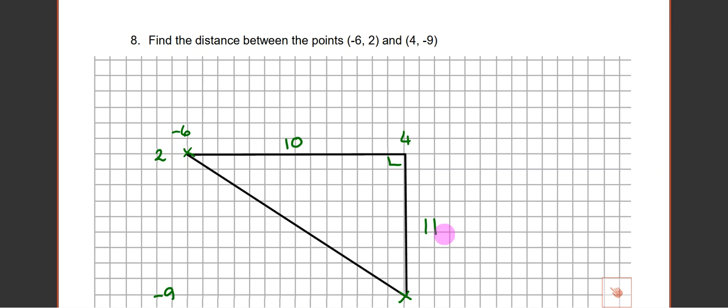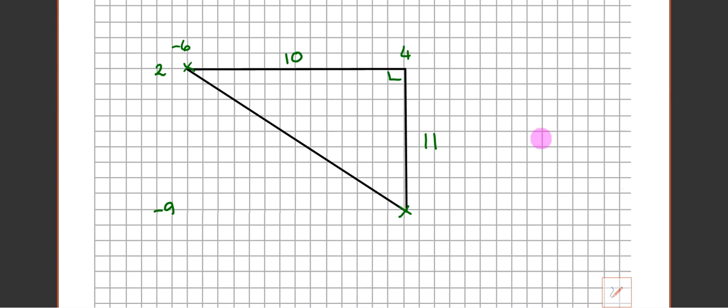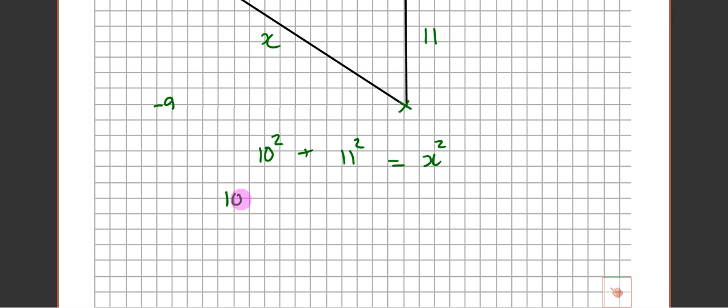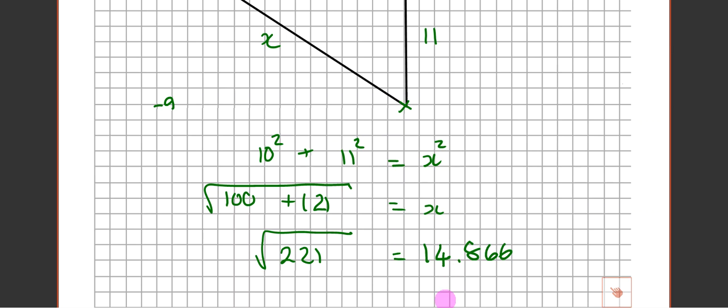If you need to do a proper grid, do a proper grid. Some people use the formula and it's fine. But now we can just use Pythagoras' formula to find x. So 10 squared plus 11 squared equals x squared. So that's 100 plus 121 square rooted. So that's the square root of 221, and that comes out as 14.866 or 14.9. Okay?